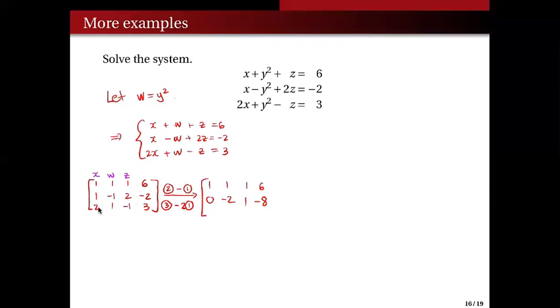And then for the third row, we have third row minus 2 row 1. So 2 minus 2 times 1, that's 0. 1 minus 2 times 1, that's negative 1. Negative 1 minus 2 times 1, that's negative 3. 3 minus 2 times 6, that's negative 9. Please check my arithmetic there.